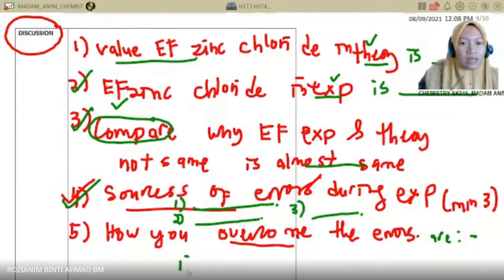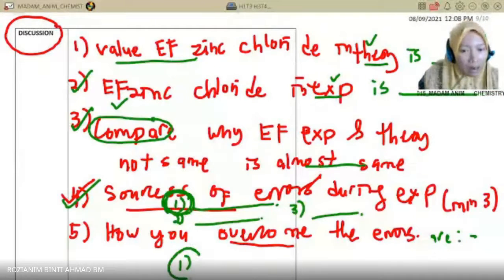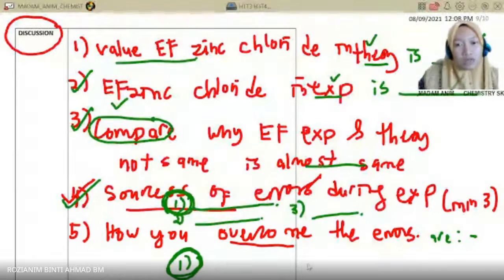Okay, number 1, dia mesti selari. Kalau error nombor 1 ni, you kata berlakunya split during we mix the hydrochloric acid into the zinc powder. So, precaution dekat sini, you kena avoid error yang pertama ni. So, kamu kata nak elak split macam mana? Carefully adding the hydrochloric acid into the zinc powder and stirs continuously to make sure the compound become homogeneous.